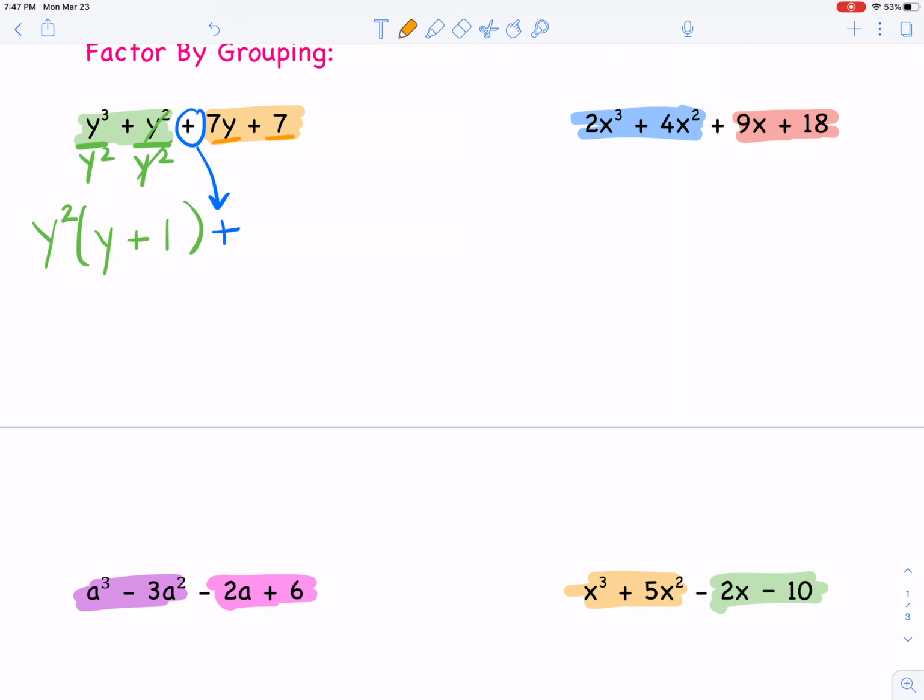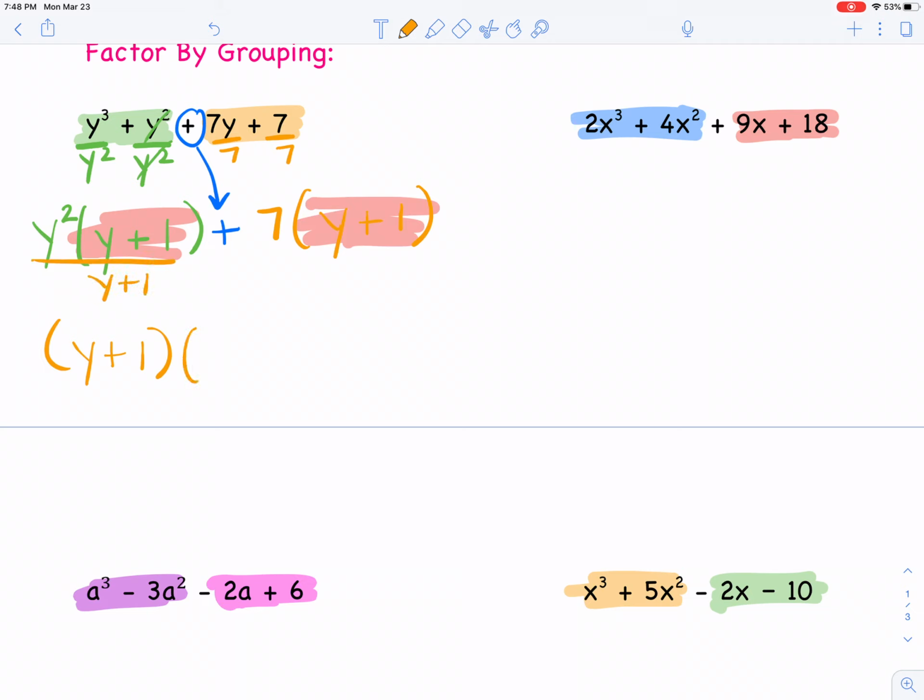Here is similar to one of the examples from homework, almost exactly. You could factor out a 7 from 7y and 7. So I'm going to divide both of those by 7 and get y plus 7 divided by 7, again, is 1. So again, both of these binomial factors are the same. So that y plus 1 I'm going to write once. Then when I factor the first group by y plus 1, I'm left with the y squared.